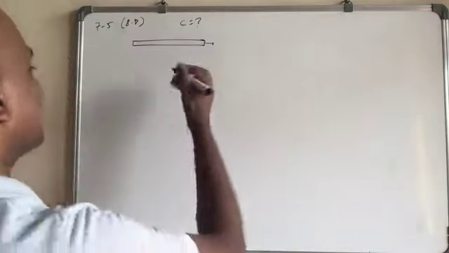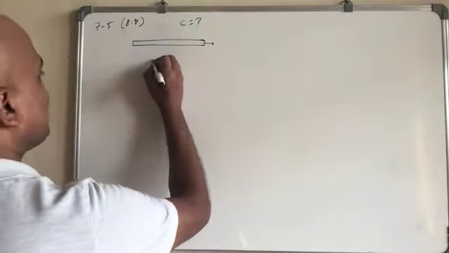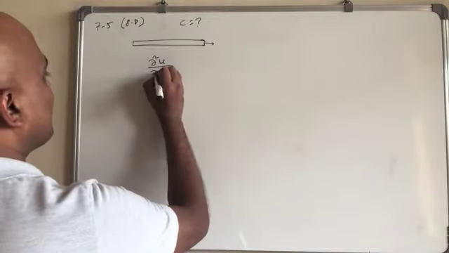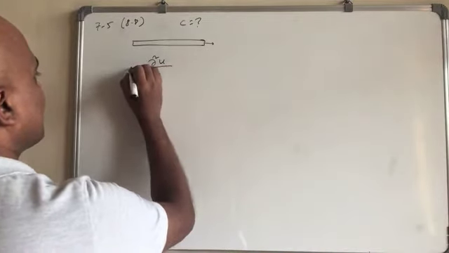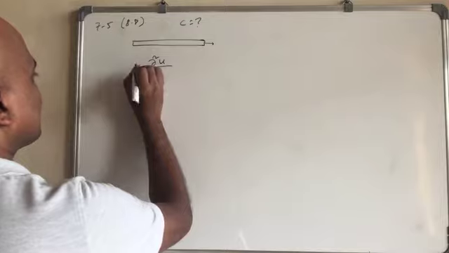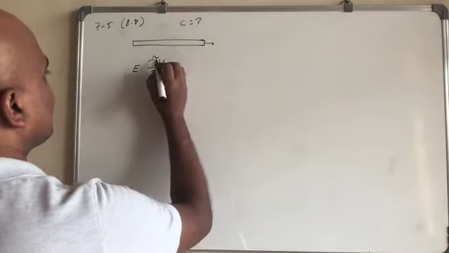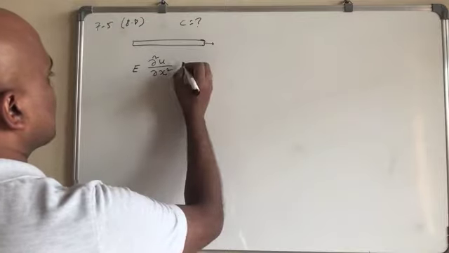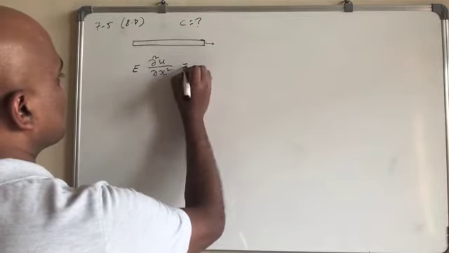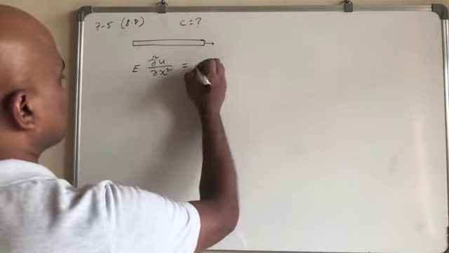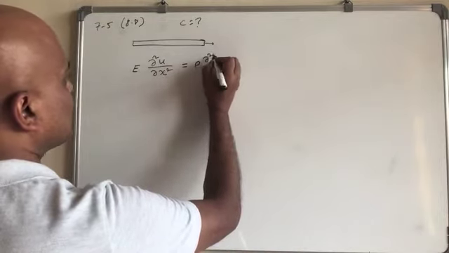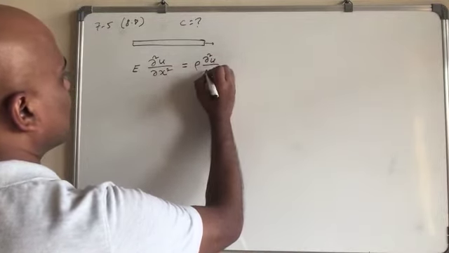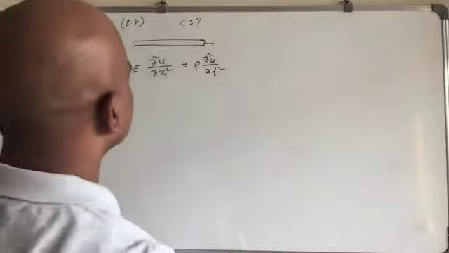Again, from the equations, what equation do you have? You have E del square u over del x square is equal to rho del square u over del t square.